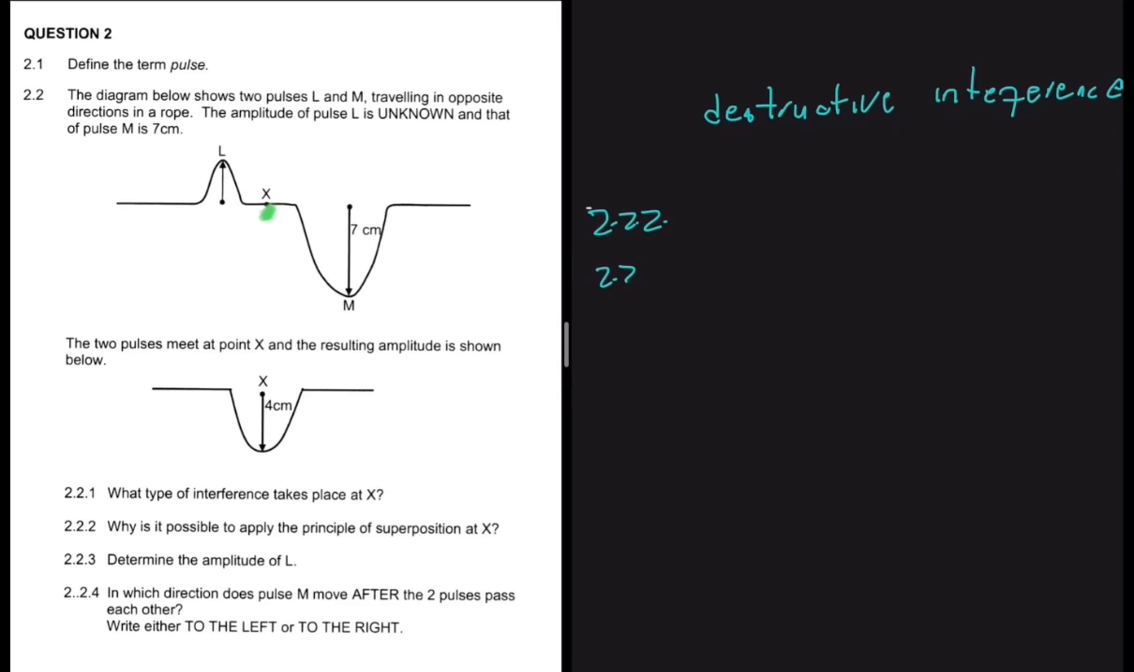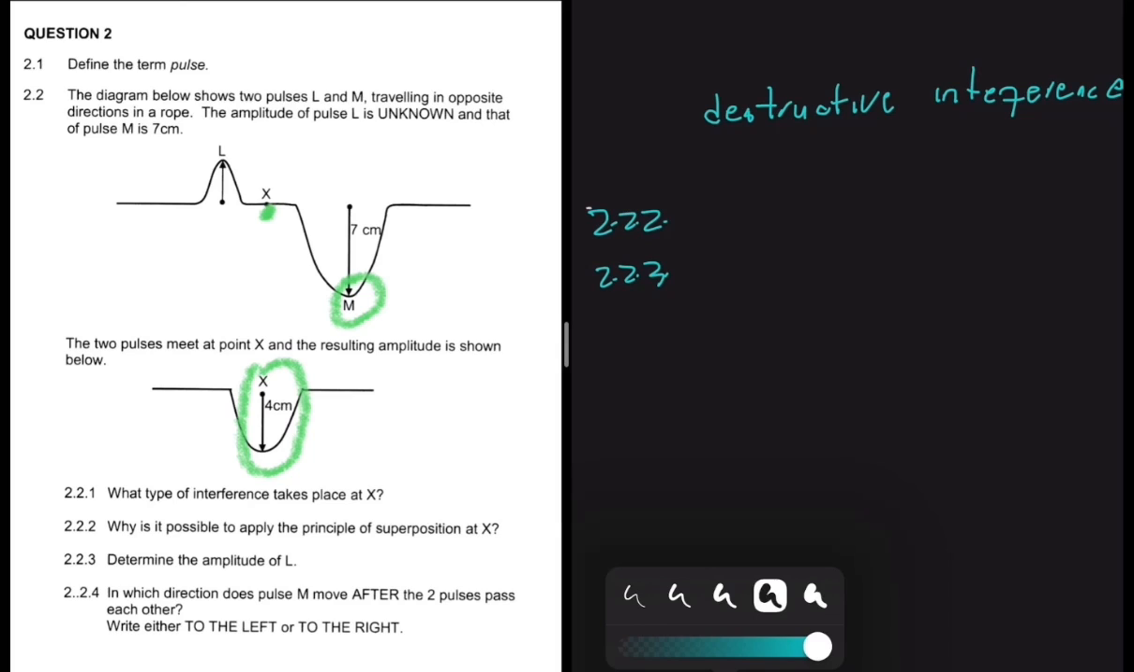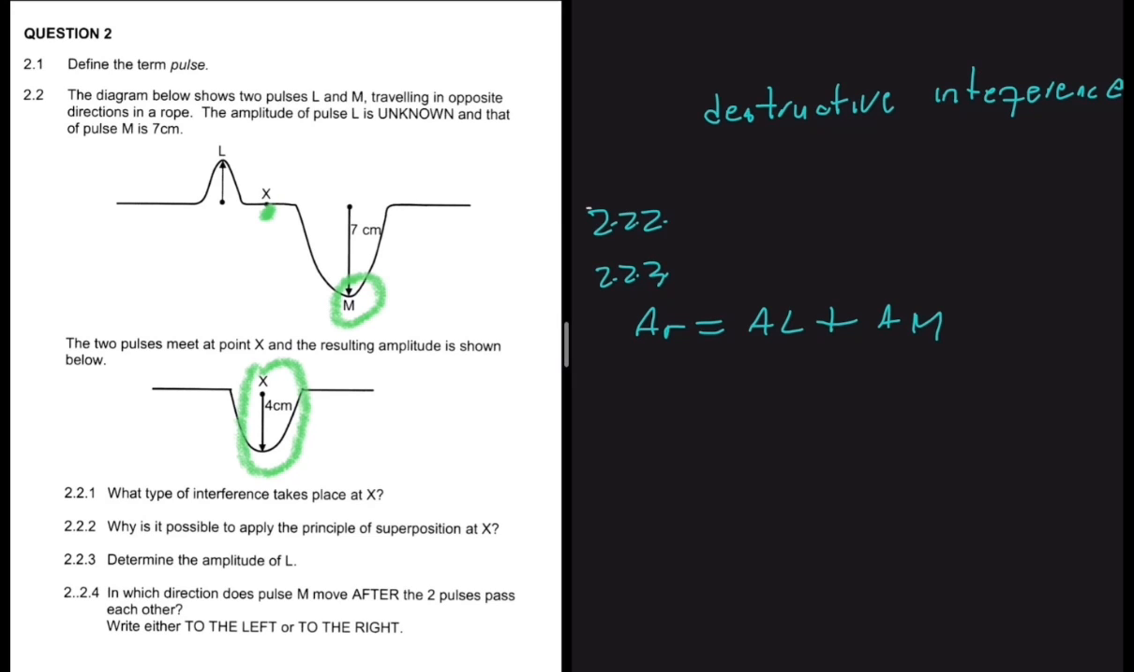And then let's move to 2.2.3. It is saying let's determine the amplitude of L. We're given the amplitude of M and the resultant amplitude after they meet. And we know that the resultant amplitude will be equal to the amplitude of L plus the amplitude of M. The resultant amplitude will be minus 4. Why are we putting a minus sign? We put in a minus sign because the resultant is below equilibrium. And that will be equal to the amplitude of L plus the amplitude of M.